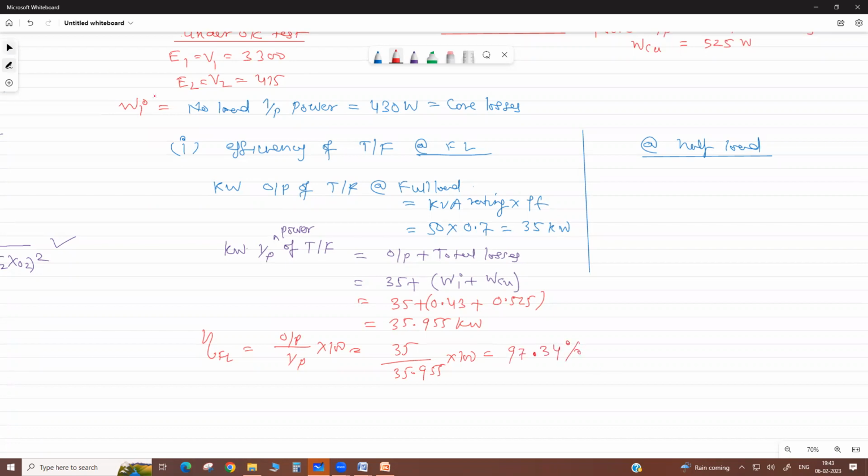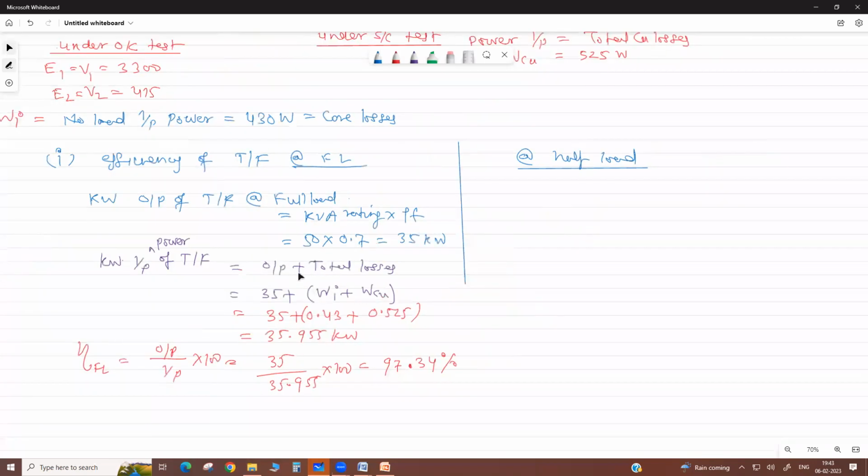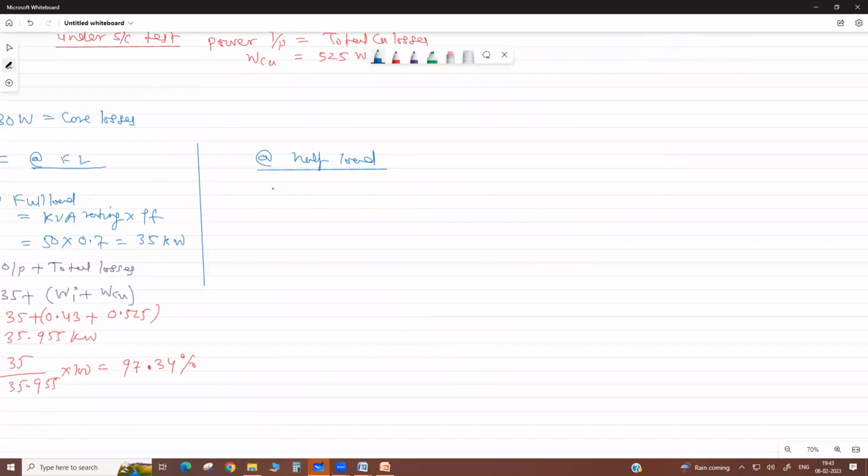Okay, now at half load. My dear, because iron losses or core loss remains constant. You know that iron losses are called constant because they do not depend on load. At half load, full load, no load, they will be the same. So this will be the same 430 kilowatt. Okay.